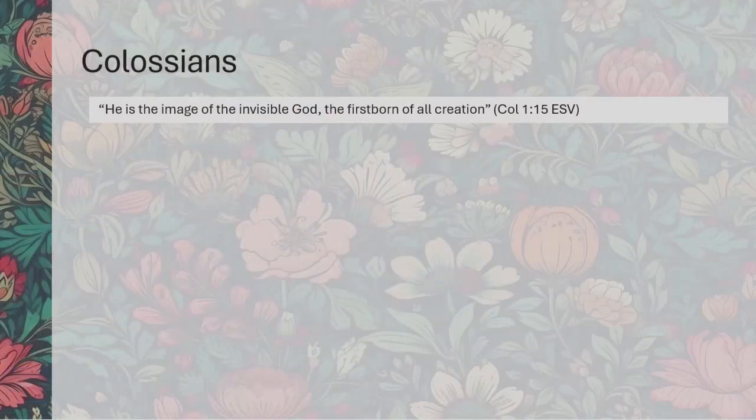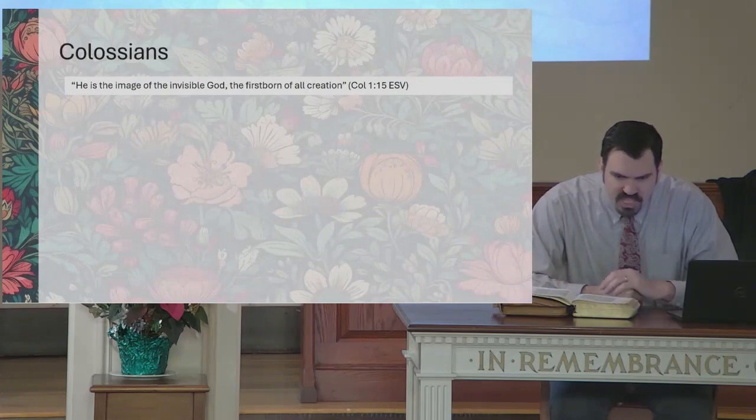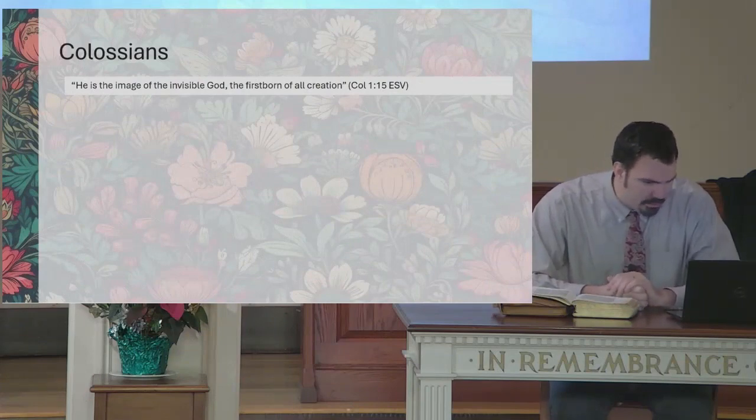So let's get into some more of the scriptures here. The next one I wanted to bring in was Colossians chapter 1. This is a good one to look at. I've just got an excerpt here, but the whole text is really helpful. Colossians chapter 1, verse 15: He is the image of the invisible God, the firstborn of all creation.